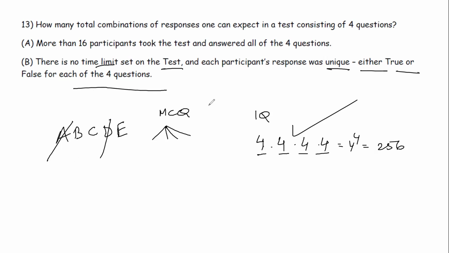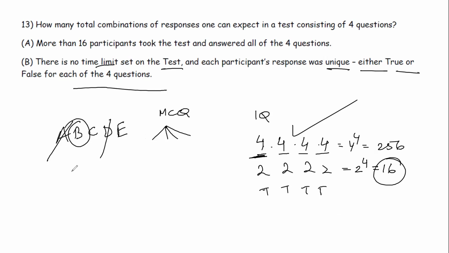That's what they're saying. And if that is the case, then instead of 4 options, there are 2 options, 2 options, 2 options, 2 options. So 2 raised to 4, there are 16 possible combinations: false, false, false, false, true, false, true, false, and so on. There are 16 possibilities. So I think with option B, you get the answer. Is it important whether more than 16 participants took the test and answered all the 4 questions? No, it's not important.